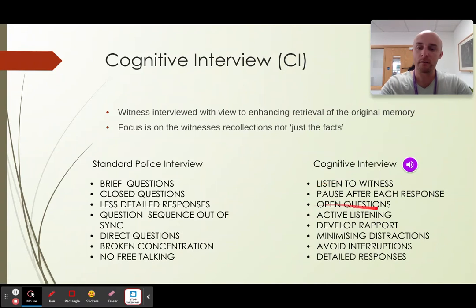So you pause after each response. This is one of the most difficult skills to be able to do. Try to do it with your friends later on, like in the next week or so. If you see your friends the next week, try to listen to them, and when they stop speaking, I just want you to pause a couple of seconds. Don't say anything. Really consider what they had just said.